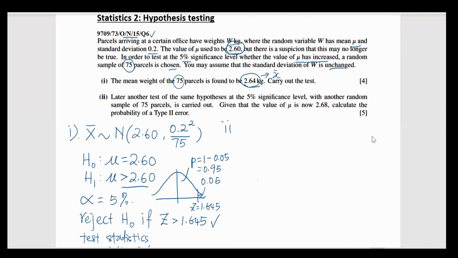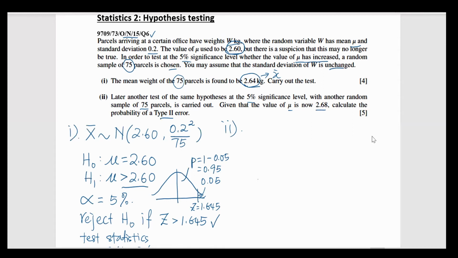Now, part 2. Later, another test of the same hypothesis at the 5% significance level with another random sample of 75 pulses is carried out. Given that the value of mu is now 2.68, calculate the probability of a type 2 error.